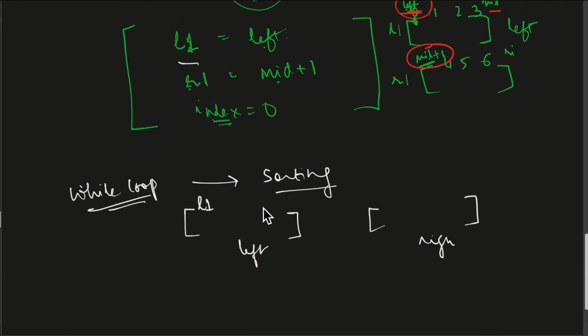L1 is going to run from here. R1 is going to run from here. It's a basic logic of merging two arrays. So what happens in this is we compare the element at L1 and we compare the element at R1.